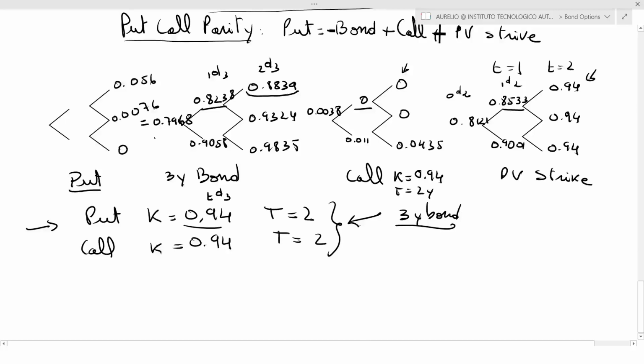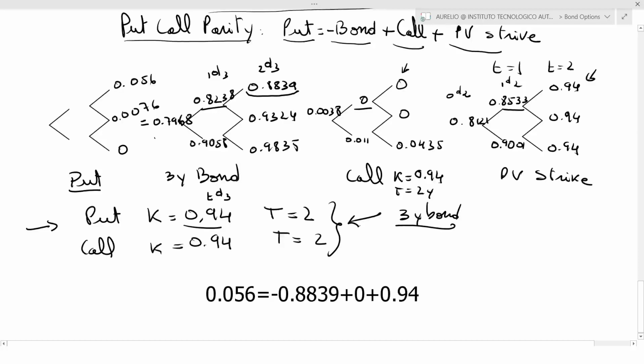So let's recall what the put call parity is. The put call parity is where the put is equal to minus the bond plus the call price plus the PV of the strike. So down here, we're going to put those prices of the bond, the call, and the PV of the strike to figure out what the put option price is.